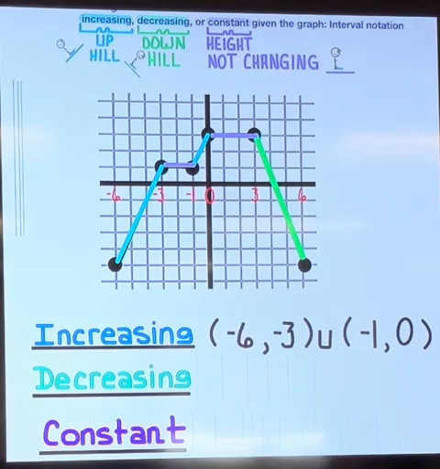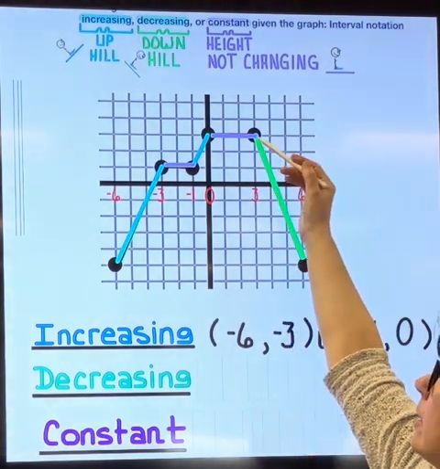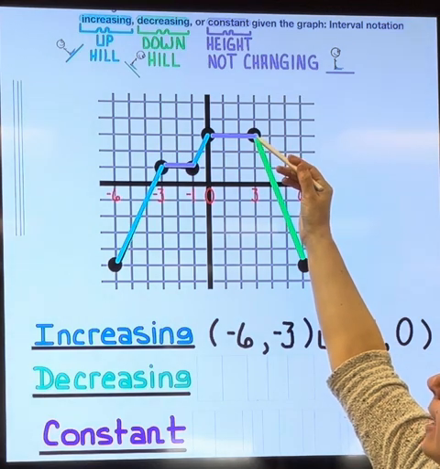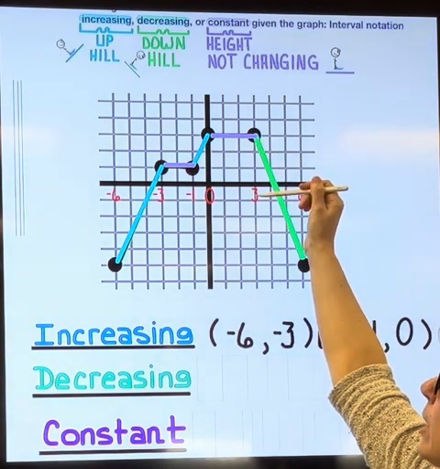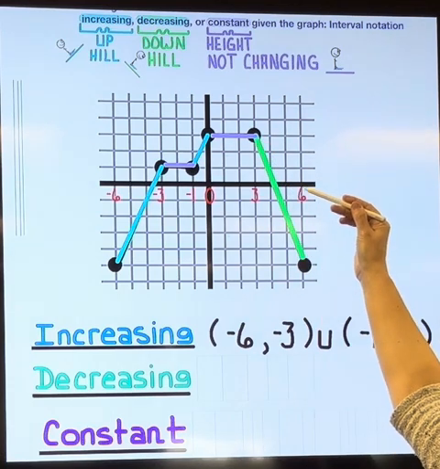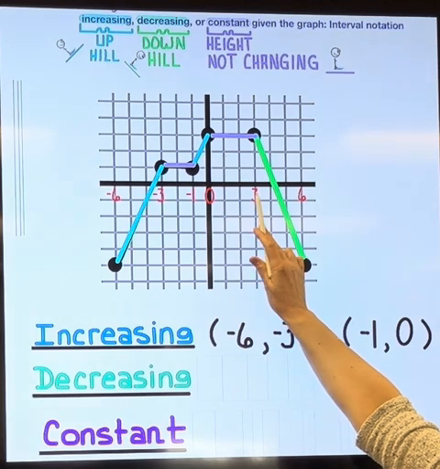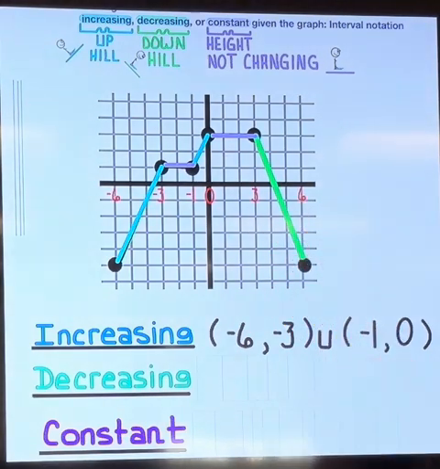Okay, decreasing, going downhill from here to here. But look at the number on the x-axis where that corresponds. So 3 matches up with this point, and 6 matches up with this point. So we're going downhill from 3 through 6. Parenthesis, 3 through 6. We're always going to use parentheses.